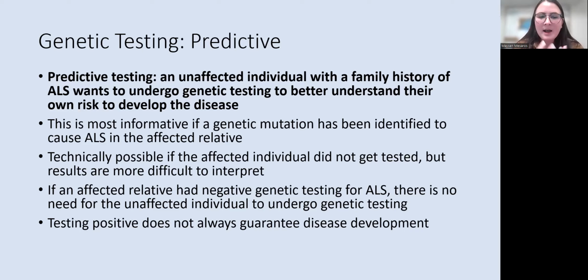As I mentioned before, a positive test result does not always guarantee disease development. And another thing is sometimes patients with ALS will see me, will do genetic testing, and they're negative. Then their relatives will wonder if they should undergo genetic testing. And the answer is no. If we tested someone that's affected and we did not find a mutation, there's no need for their unaffected relatives to go testing for something because they can't inherit something that their affected relative never had. So when an affected person is negative, the other relatives do not need to test.